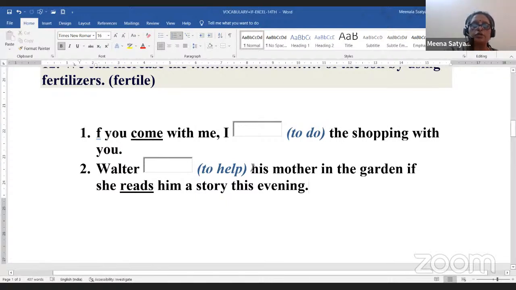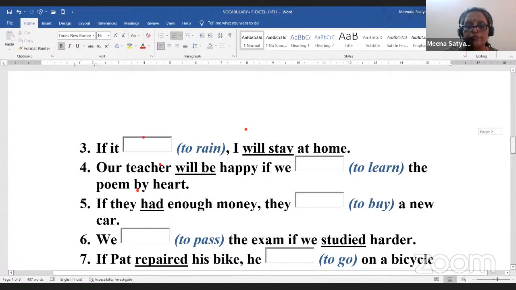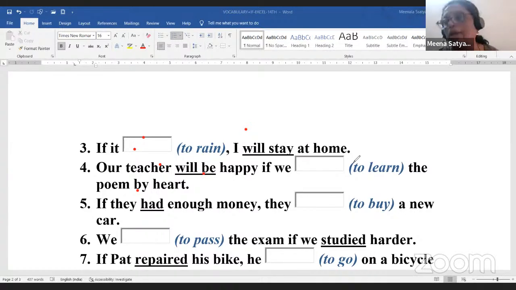So here you see, if you come with me, I will do the shopping with you. Walter will help his mother in the garden if she reads a story. So that is the way it is. If it rains, I will stay at home. A teacher will be happy if we learn the poem by heart.